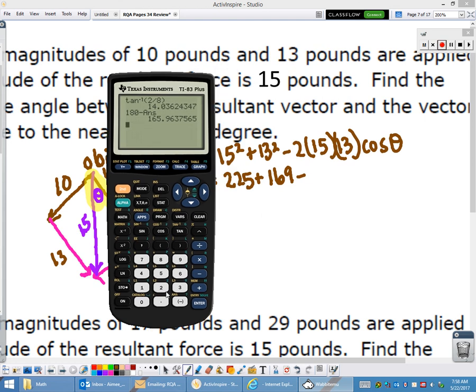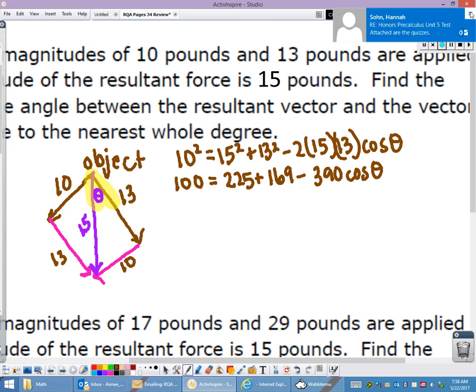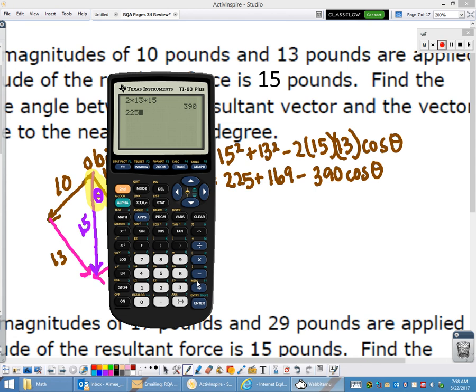So I'm going to do 2 times 13 times 15. And that's 390, and then cosine of theta. Now what a lot of students like to do is they like to put all these in, but you cannot do this. This 390 has to stay with this cosine. So what I'm going to do is I'm going to just take the 225 plus 169 and get a number. That's 394.